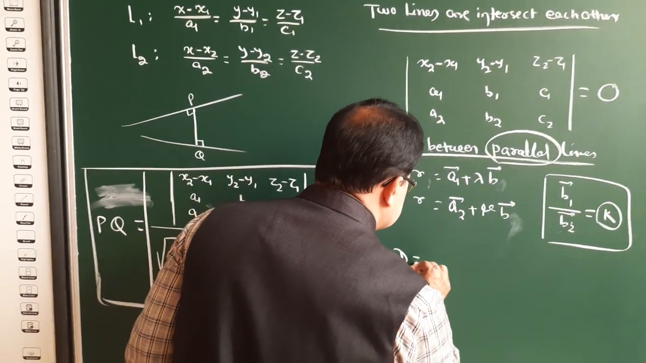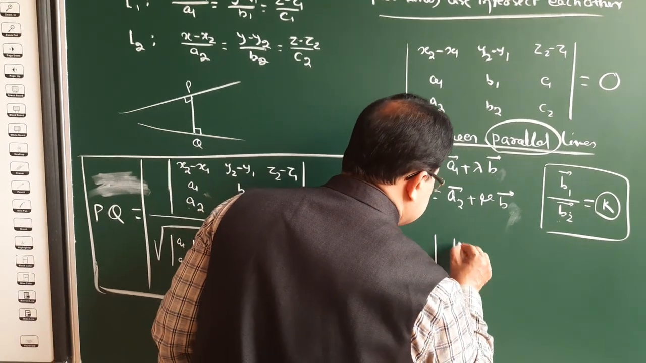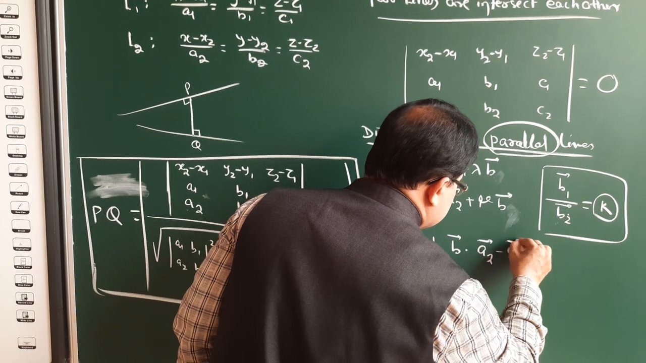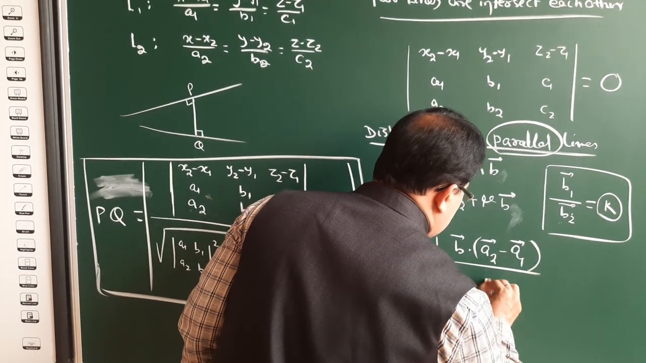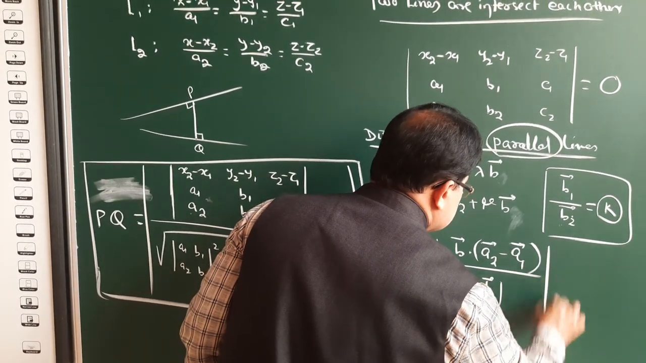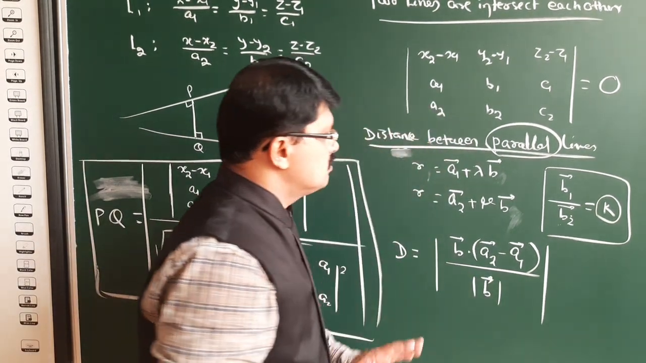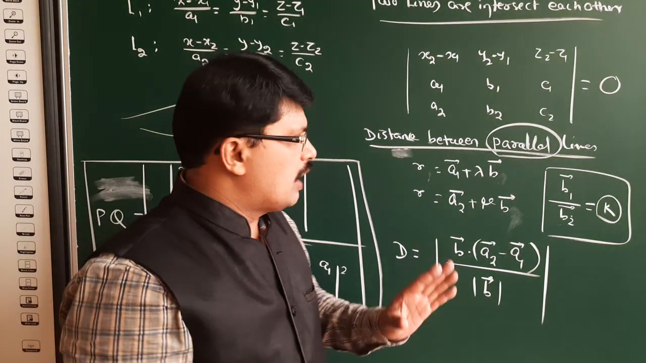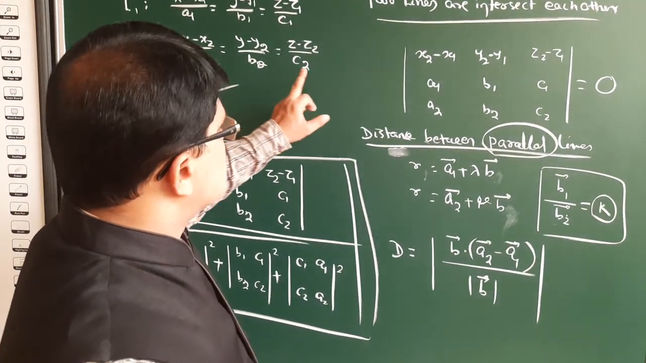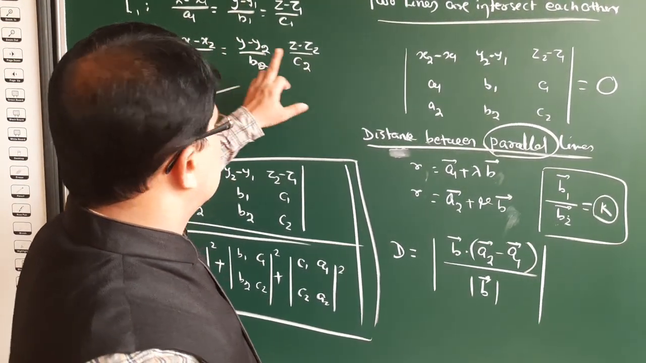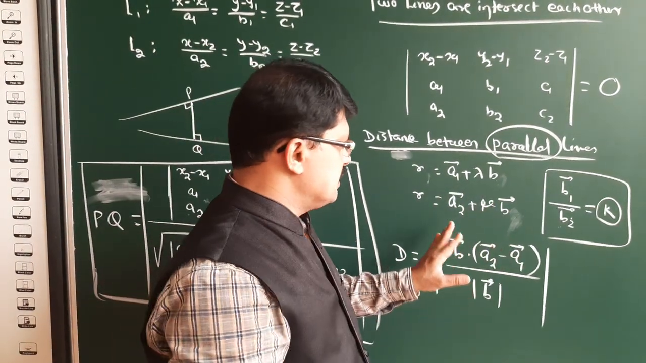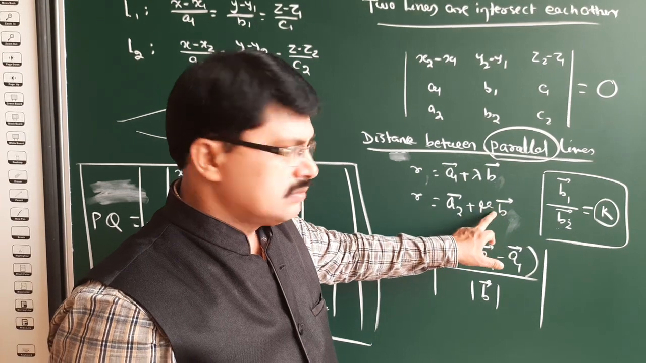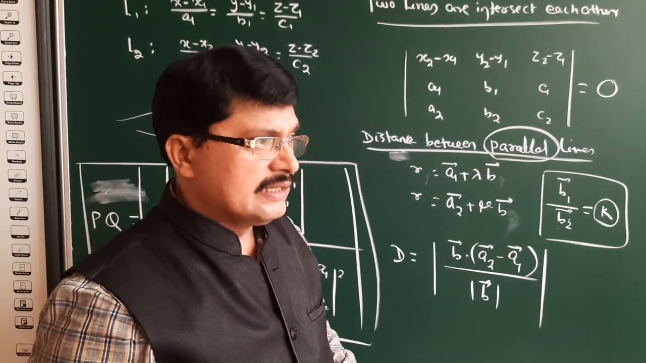So the distance is the magnitude of b vector cross a2 vector minus a1 vector divided by the magnitude of b vector. Understood? So this is very, very simple. You have to find out the values of x1, y1, z1, x2, y2, z2, or a1 vector, b1 vector. Got my point? And in case of parallel vectors, these two vectors are equal. This is very, very important.